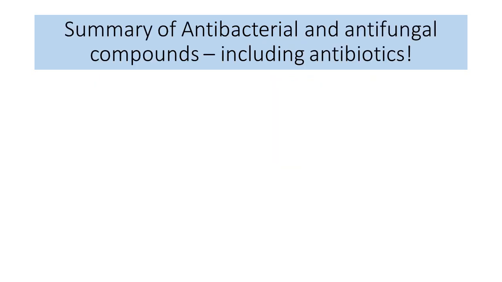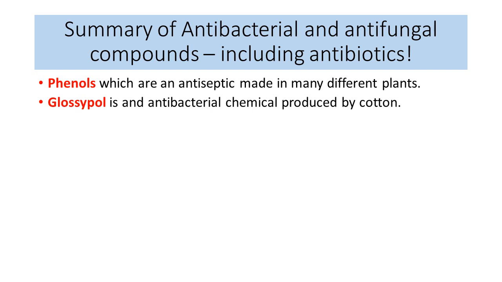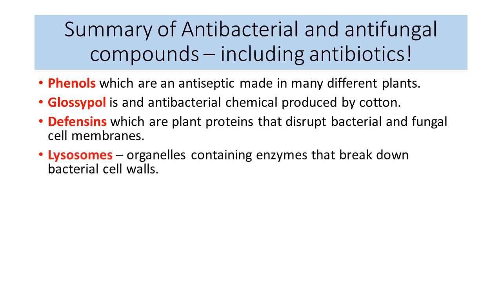Here's a summary of some of the antibacterial and antifungal compounds, including some antibiotics as well. So phenols, which a lot of you who do chemistry will be aware of and know that they're quite unpleasant chemicals. They can be used as antiseptics. Gossypol is an antibacterial chemical found in cotton. Defensins are a generalised group of plant proteins which interfere with the way that bacterial and fungal cell membranes are formed, so it actually reduces their ability to reproduce.